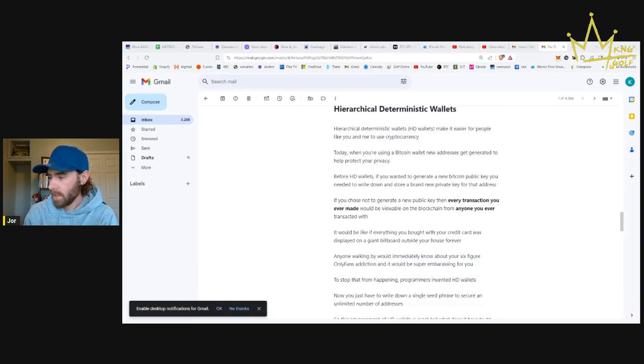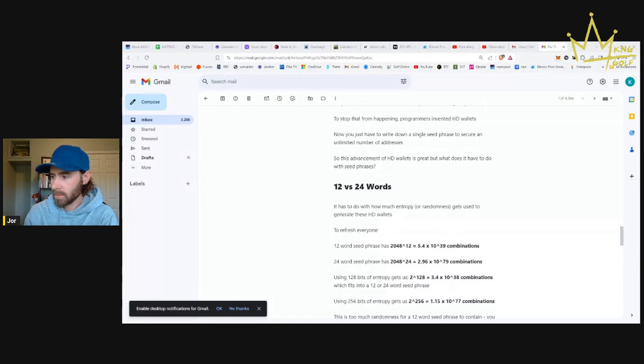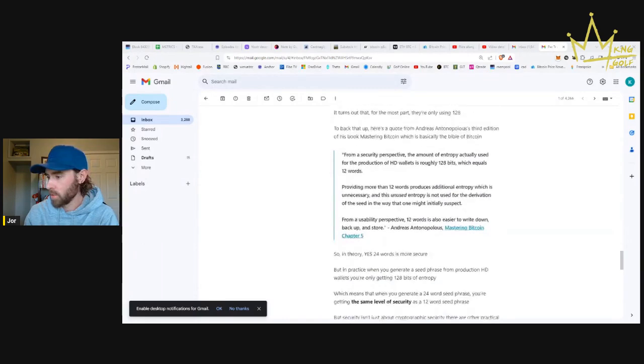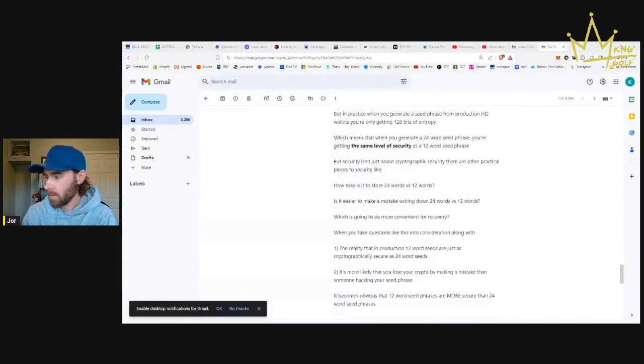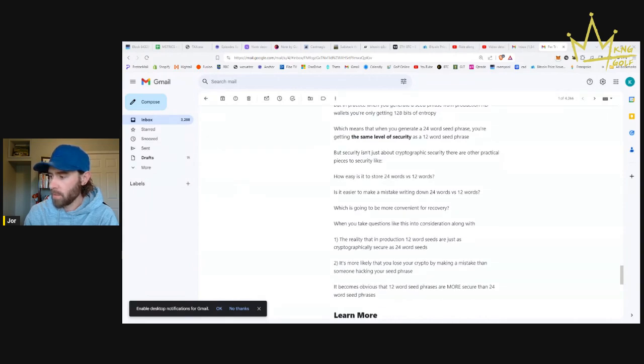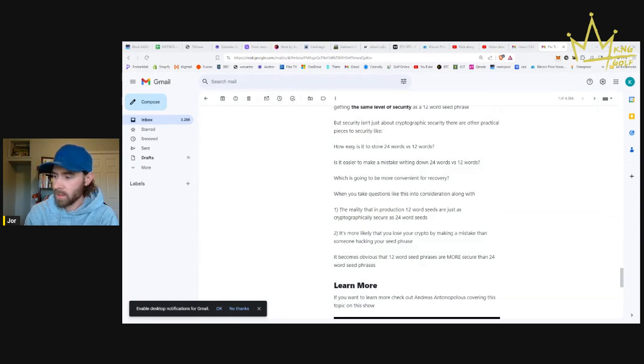And it basically says that at the end of the day, you should be using 12 words. That's their conclusion here. It says the reality is that in production, 12-word seed phrases are just as cryptographically secure as 24-word seed phrases. And number two, it's more likely that you lose your crypto by making a mistake than somebody hacking your seed phrase. So it's basically saying that you should use 12-word backup phrases just because it's easier to memorize.